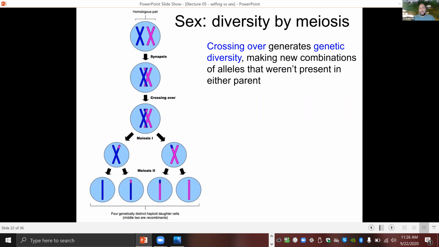Okay, so sex is really explained as diversity by meiosis. So crossing over between arms of homologous chromosomes creates genetic diversity by making new combinations of alleles that weren't present in either parent. And so you can see this here by, let's just color one set of homologous chromosomes blue and the other pink. Well, with crossing over, now we have new chromosomal combinations. So you can have different allelic combinations across multiple loci.